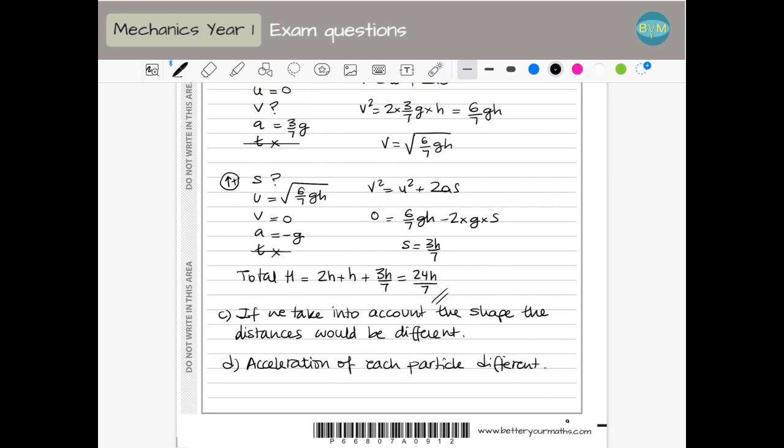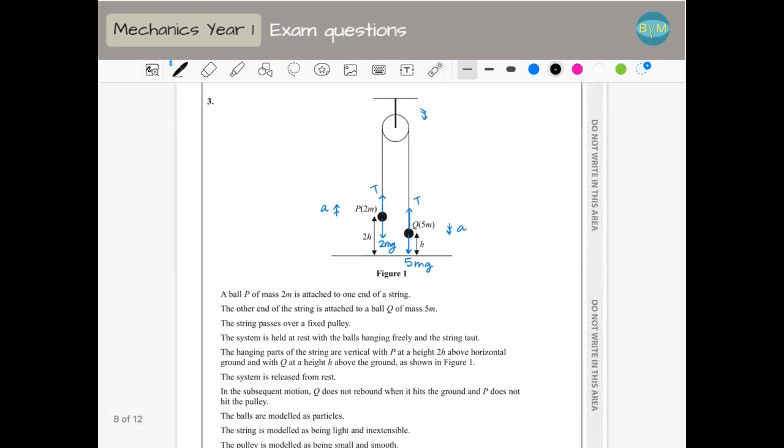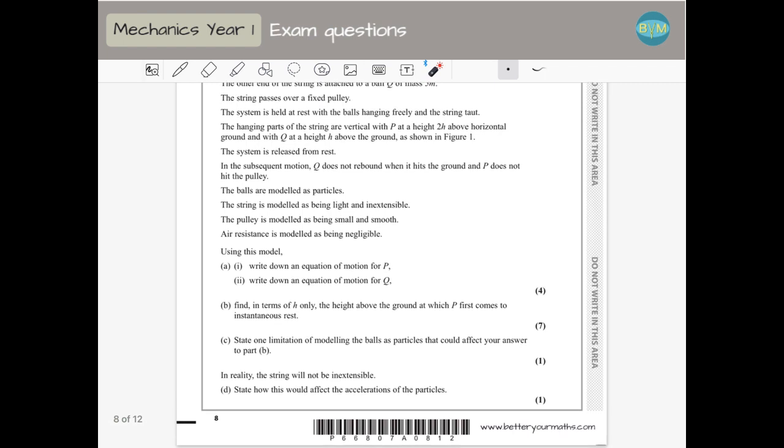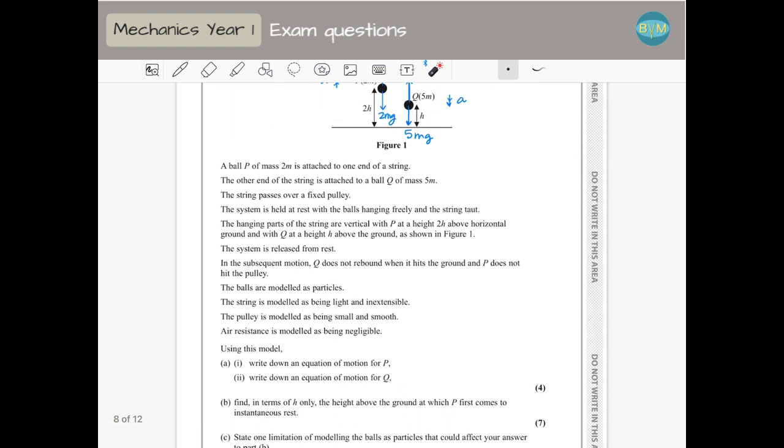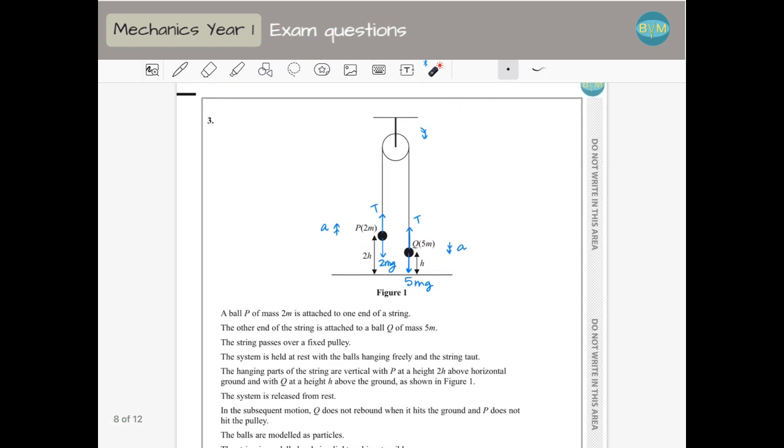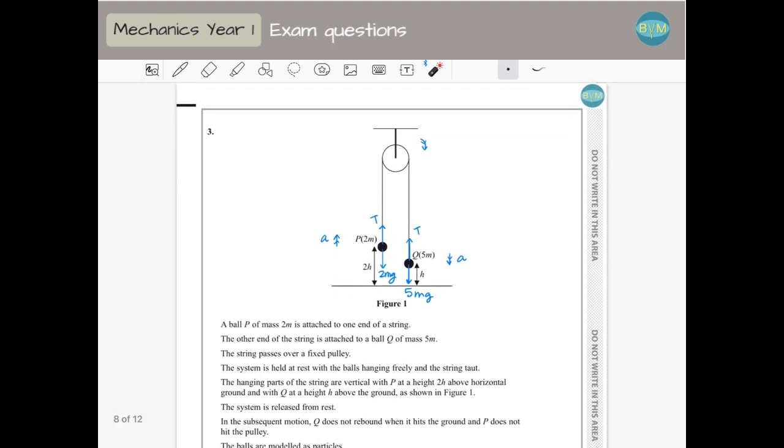Yeah, so these are quite standard questions. I think the important bit is this one. For these pulley questions, when you have one particle that hits the ground, or one string that gets loose or just breaks, you have to imagine what is happening, because that will help you. Yeah, and that's all with this exam question.